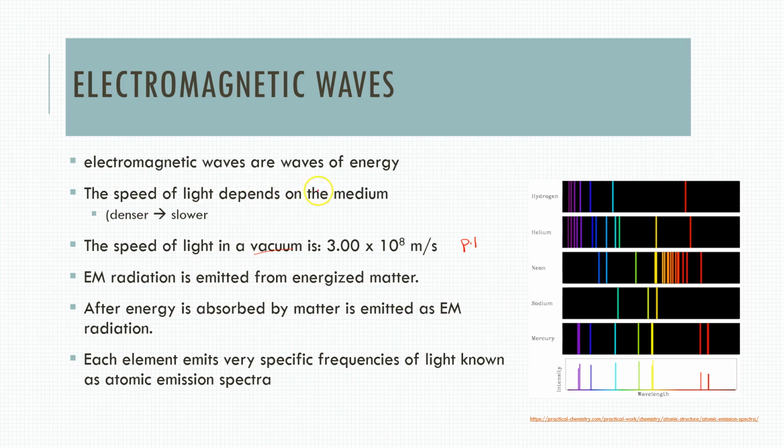That's why it says up here, the speed of light depends on the medium. And there should be another parentheses there. The more dense the medium is, then the slower those waves are going to travel. Okay. Electromagnetic radiation is emitted from energized matter.